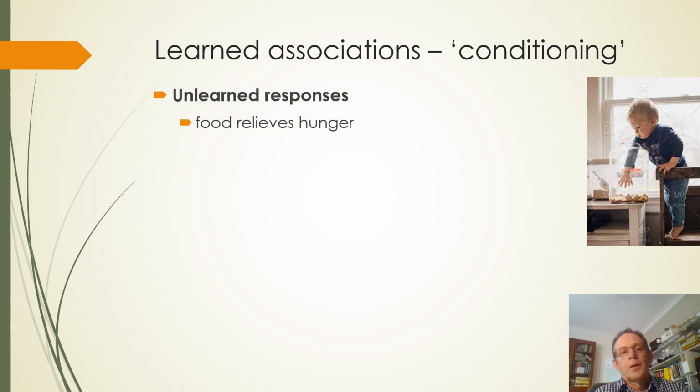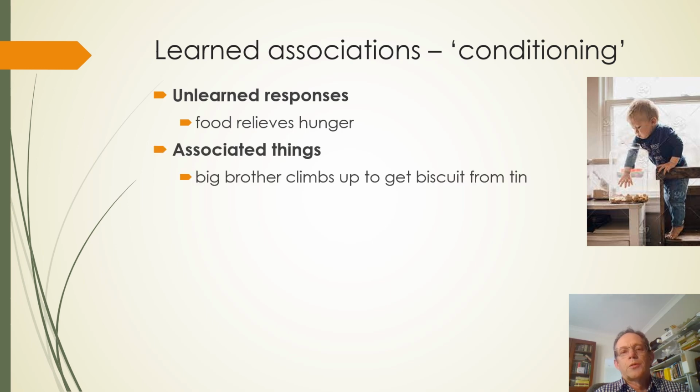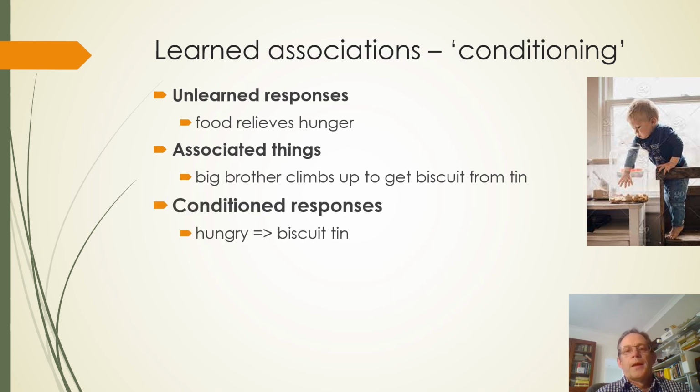And for example, again, the food relieving hunger, that's an unlearned response. And just say a little child sees their big brother climb up to get a biscuit from a tin, and big brother shares it with them, and they enjoy the sweet biscuit and relieve their hunger. And so there's a link set up. Hunger becomes linked in that child's mind with the biscuit tin, especially just before dinner.